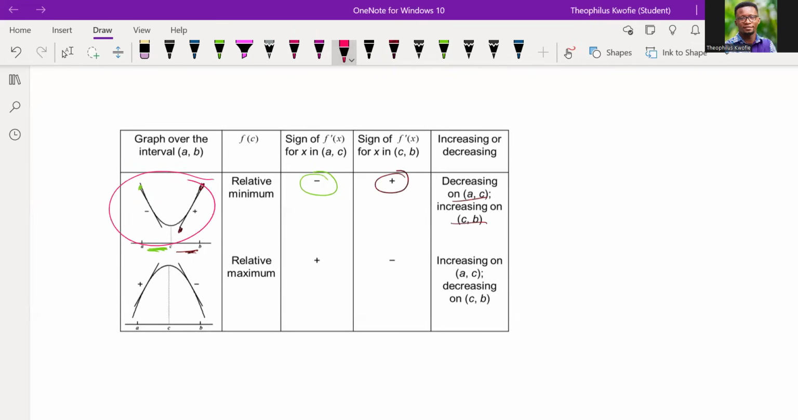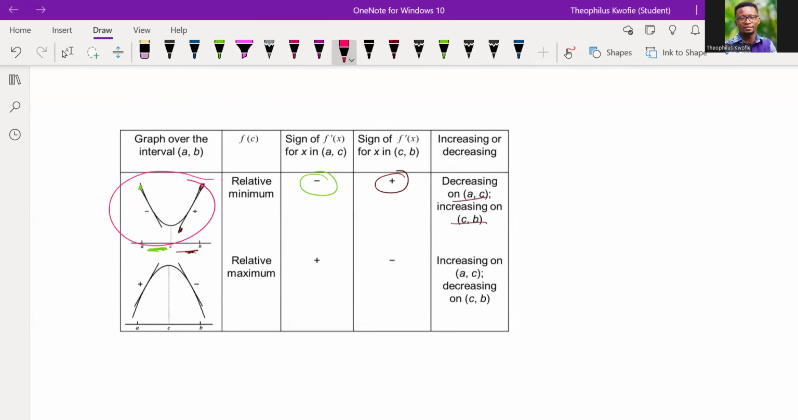It's of this nature where it's almost as if the graph is open upwards. Then it means that you're going to have a minimum, right? It means that that graph is going to have a minimum. So in our case, we are going to say that such a graph would have what we call the relative minimum. Is that okay? So you're going to have relative minimum.